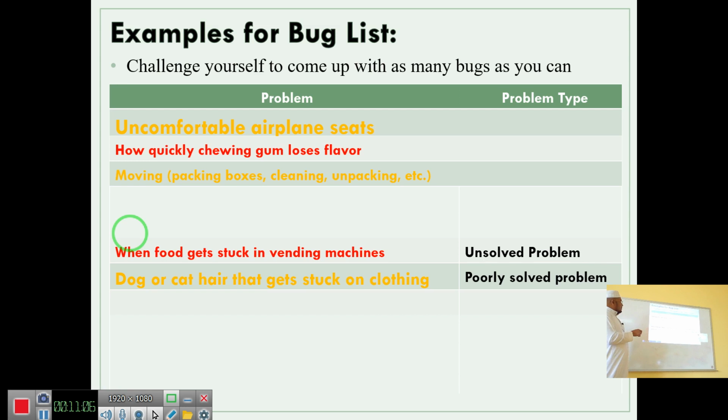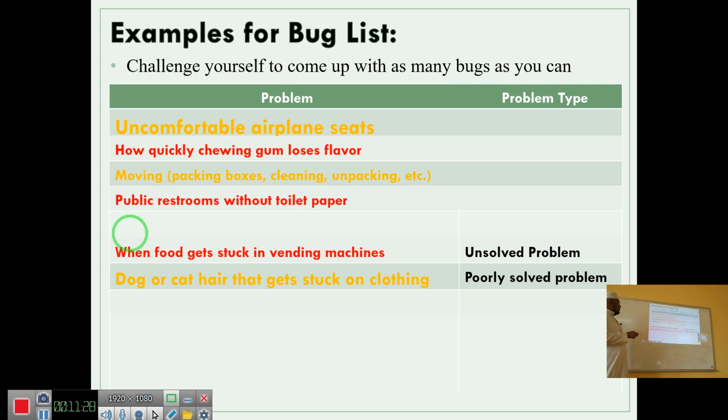Now, moving, packing boxes, cleaning, unpacking, etc. Means there are many items that come under this. Moving something, we can have solutions for that. Moving some packages, machines we can use. Very strong humans also we can use. We can have a poorly solved problem.